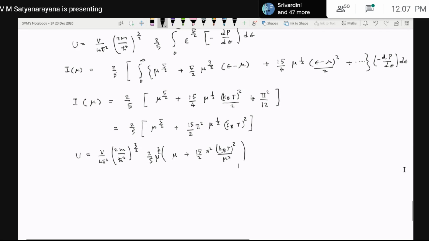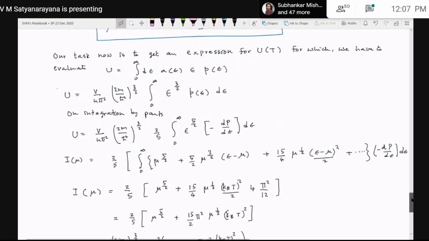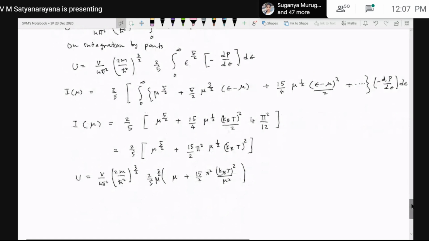Sir, will that be 15 over 2 or 15 over 24? Sir, in the last line, you have written 15/2 pi square kbT square over mu square, right? Correct. Sir, I think this will be 15/24 because of the I of mu epsilon. Correct. You're right. So this is 24. Yeah, thank you.